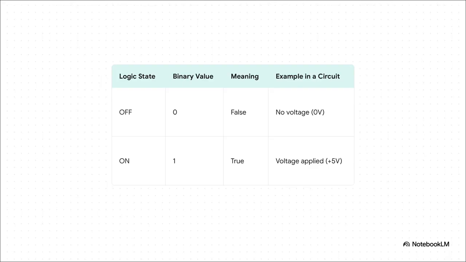And this right here is where the abstract idea becomes a physical reality. Take a look at that last column, example in a circuit. In a real device, a 0 isn't just a number on a page. It's a literal state of no voltage. And a 1 means, yep, there's actual voltage flowing. This is how true and false become real electrical signals that actually make things happen.